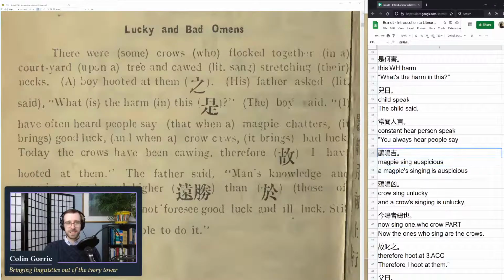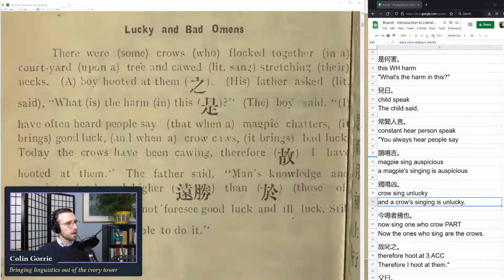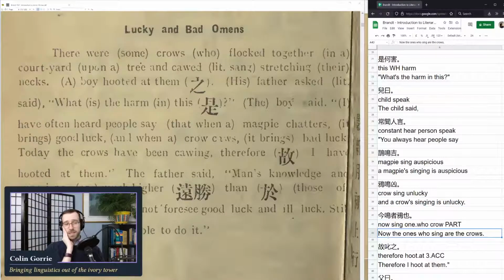I chose to translate this as a noun phrase. A magpie singing is auspicious, and a crow's singing is unlucky. But fine, maybe this is a better translation. And then what else do we have? Today the crows have been cawing. So, now the ones who sing are the crows. Now, today, I think jin is compatible with both. I could be wrong about that, but I think it's compatible with both. So today, now, and therefore I have hooted at them. Therefore I hoot at them. Great.